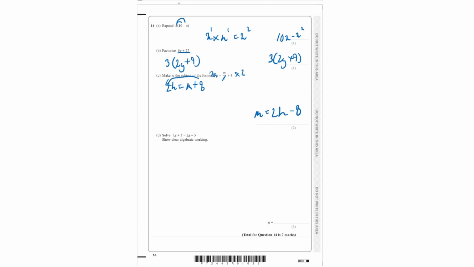Solve 7g plus 3 is equal to 2g minus 5. Show clear algebraic working. So first off, we can write here 7g plus 3 is equal to 2g minus 5. We can bring 2g to this side and positive 3 to this side. So 7g minus 2g is equal to negative 5 minus 3. So then we combine all like terms. 7g minus 2g is 5g, and negative 5 plus negative 3 simply adds them, so it's now negative 8. We divide both sides by 5, and that means g is equal to negative 8 over 5.